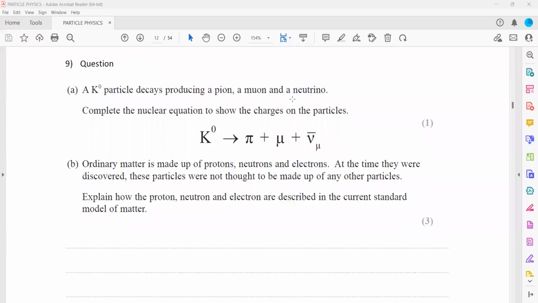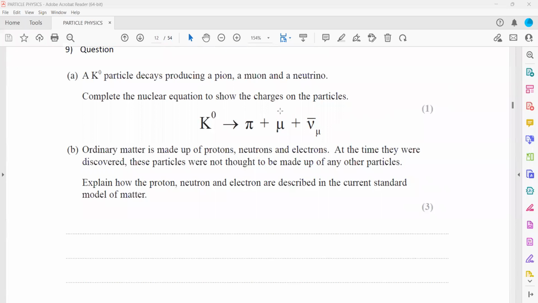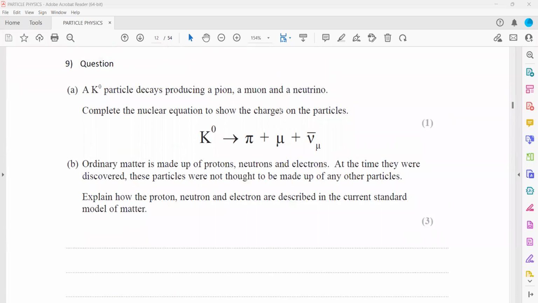In question 9, a neutral kaon decays to produce a pion, a muon, and a neutrino. Complete a nuclear equation to show the charge on the particles. So we have to complete this and show the charge on each particle. First thing, there should be conservation of charge, because for any decay or interaction, the charge must be conserved. The kaon is neutral, so if the left-hand side is neutral, the right should be neutral.